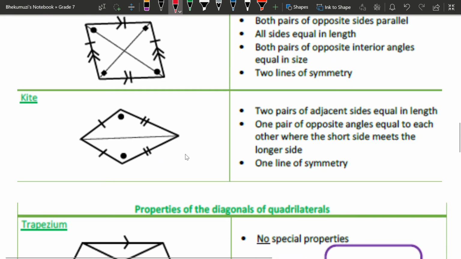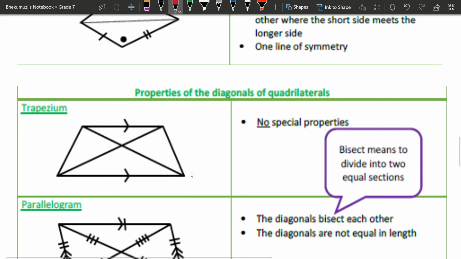And then we have a kite, and basically with the kite, it says these two adjacent sides are equal in length. One pair of opposite angles are equal to each other, where the short side meets the longer side. One line of symmetry.